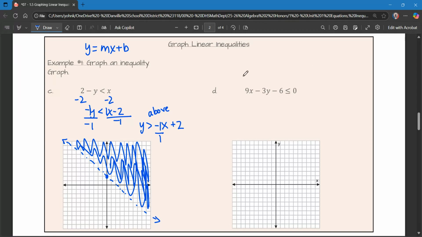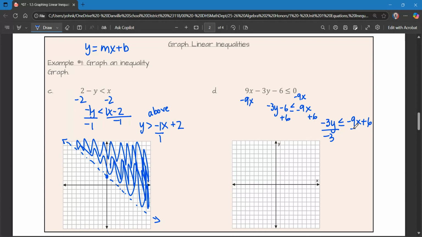All right, letter D, 9x minus 3y minus 6 less than or equal to 0. So we need to get the y alone. So let's minus 9x to both sides. So negative 3y minus 6 less than or equal to negative 9x. Let's add 6 to both sides. Negative 3y less than or equal to negative 9x plus 6.